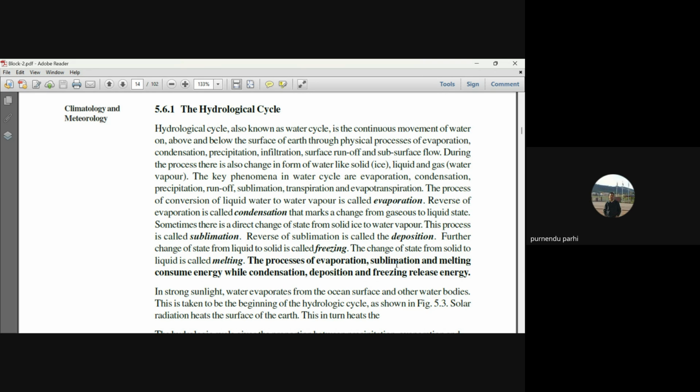The reverse of evaporation is called condensation, and that makes a change from gaseous to liquid state. Sometimes there is a direct change of state from solid ice to water vapor. This process is called sublimation. The reverse of sublimation is called deposition. Further changes of state: from liquid to solid is called freezing. The change of state from solid to liquid is called melting. The processes of evaporation, sublimation, and melting consume energy, while condensation, deposition, and freezing release energy.